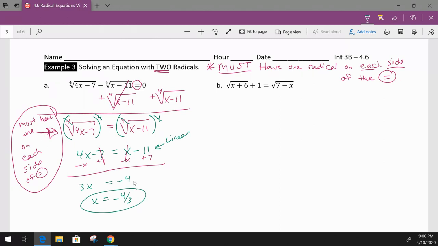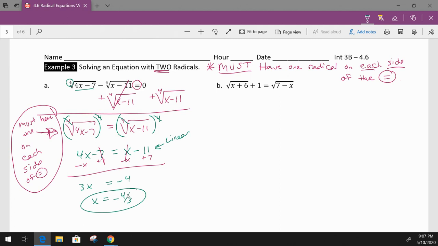So you will get maybe some fractions. That's okay. So don't think you did something wrong if you get a fraction. Okay, so technically we should check it back in here just to make sure that we don't get any negative numbers under. Remember, when you have an even root, the radicand, the number underneath, cannot be negative.